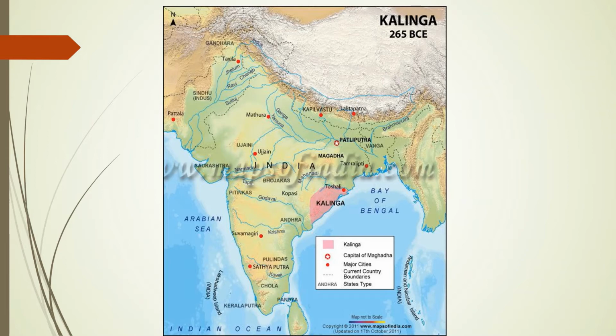Tosali or Toshali was an important part of the Kalinga.